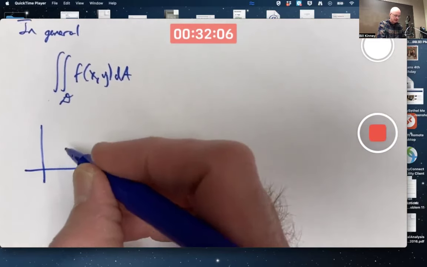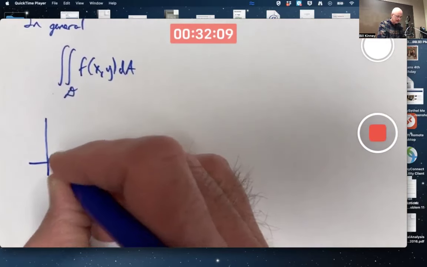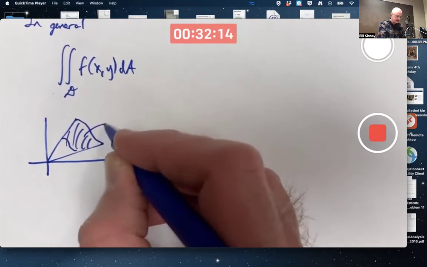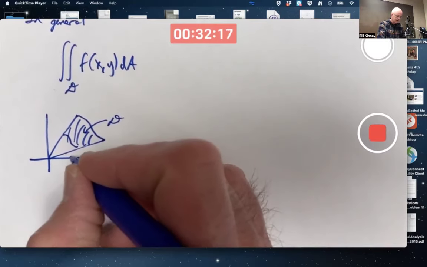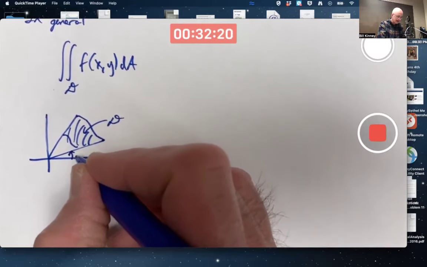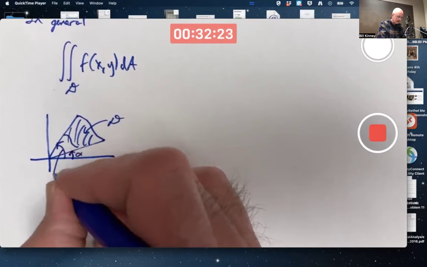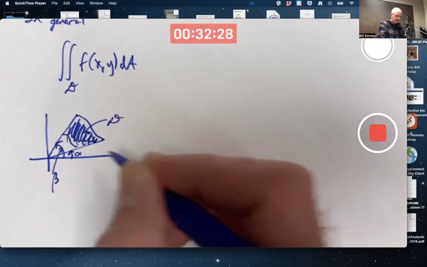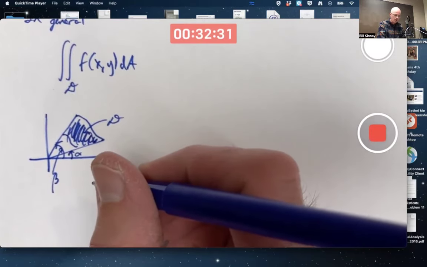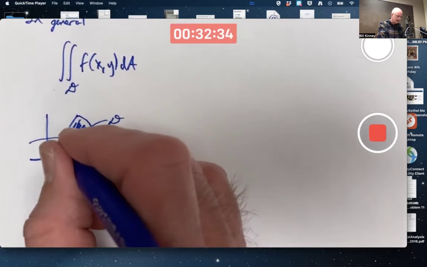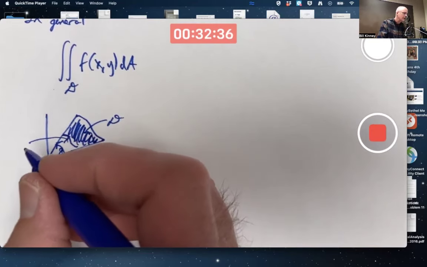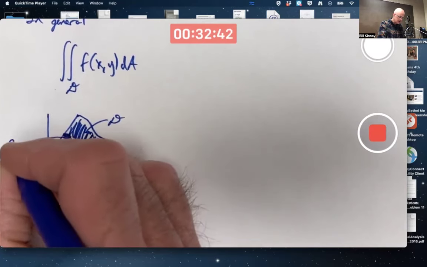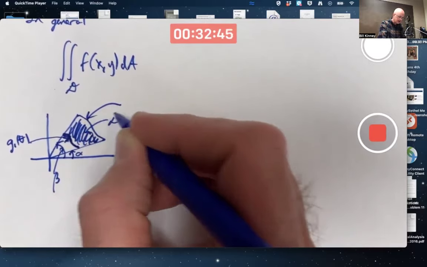The general situation, the picture might look like this. You're varying between two angles, and your region D looks like this. Theta is going from, say, alpha to beta. There's your region D. And r is going from, oh, I forget what letters the book uses. Okay, g1 and g2 it looks like. That curve right here is g1 of theta. This curve here is g2 of theta.